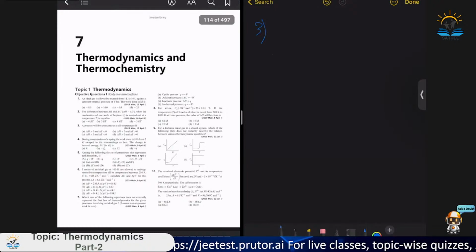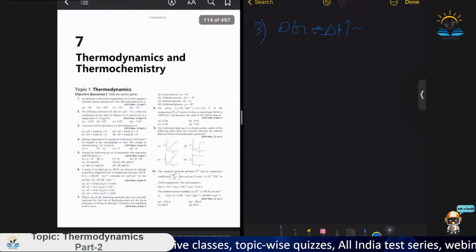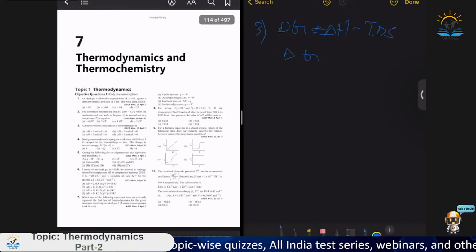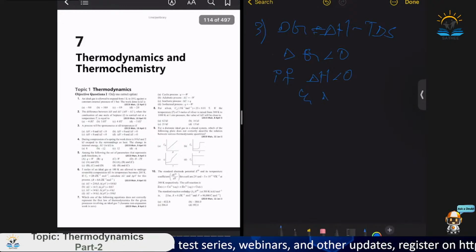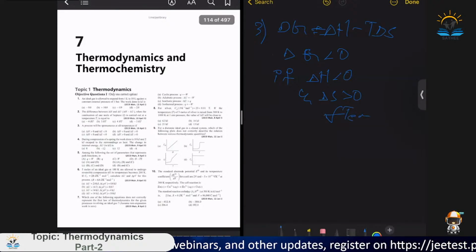Third question. The process will be spontaneous at all temperatures if, discussed using delta G equal to delta H minus T delta S, delta G is less than 0 if delta H is less than 0 and delta S is greater than 0 for all temperatures.